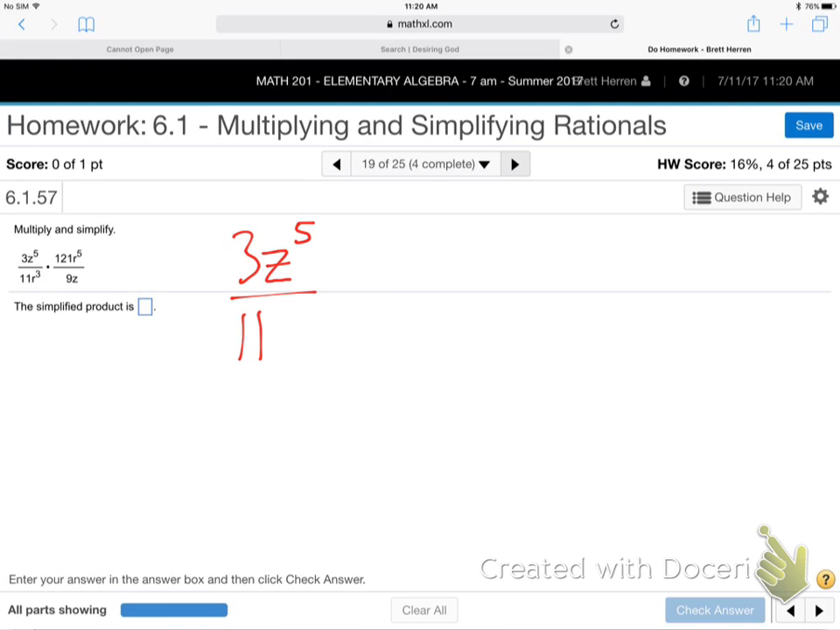3z to the 5th over 11r cubed times 121r to the 5th over 9z. So, can you cross-cancel the letters and the numbers? Go ahead and cross-cancel. You're allowed to cross-cancel on that one. Use your calculator if you're rusty on some of those.